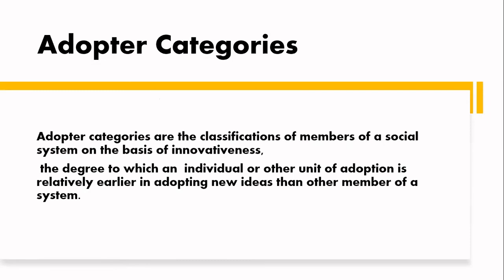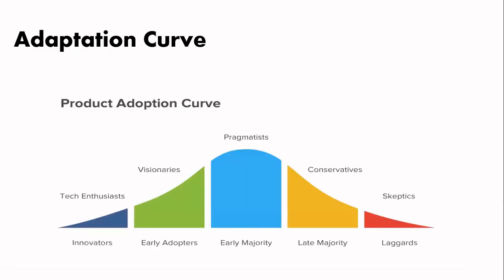Right? The adopter categories are the classifications of the members of a social system based on innovativeness. It is the degree to which an individual or unit of adoption is relatively earlier in adopting a new idea than the other members of the system. That means how the entire social system responds to new innovations and how they adopt over time. We classify that into five, right? How quickly they respond, how slowly they respond to that innovation. So we categorize according to time and their characteristics.